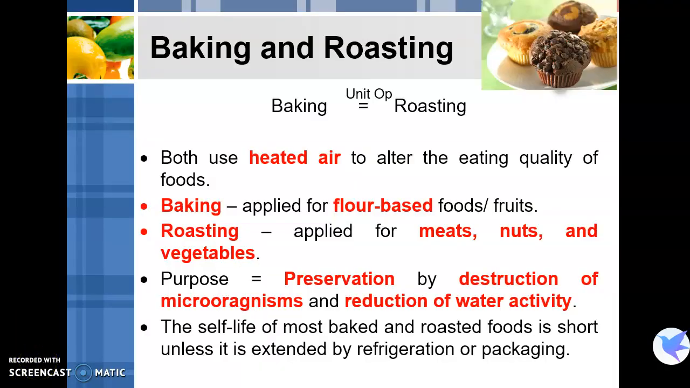Baking and roasting. The purpose of baking and roasting is to preserve the food by destruction of microorganisms and reduction of water activity. However, baking is the term often applied to flour-based food, whereas roasting is the term applied to meats, nuts, and vegetables.